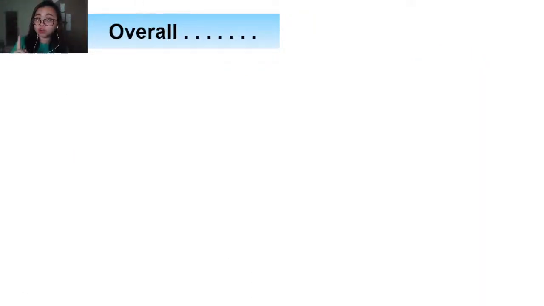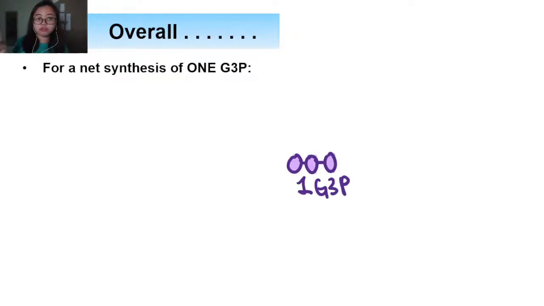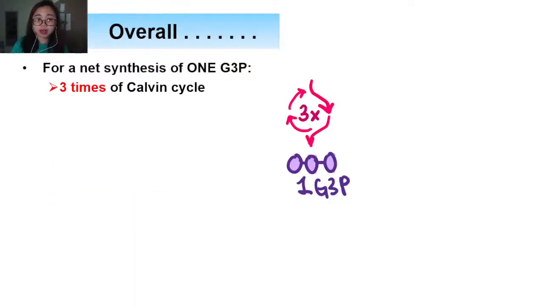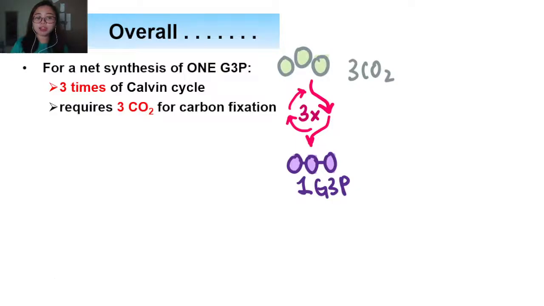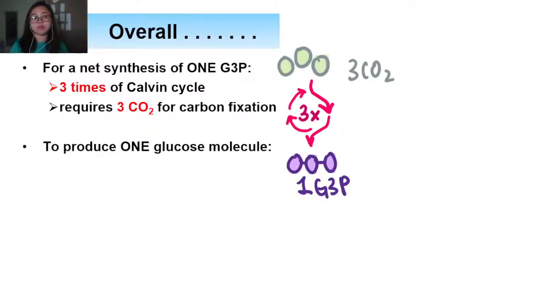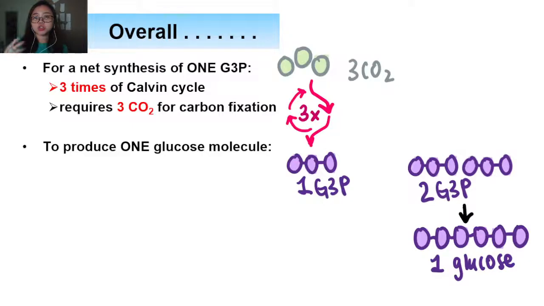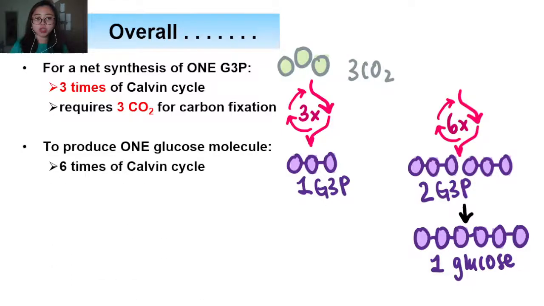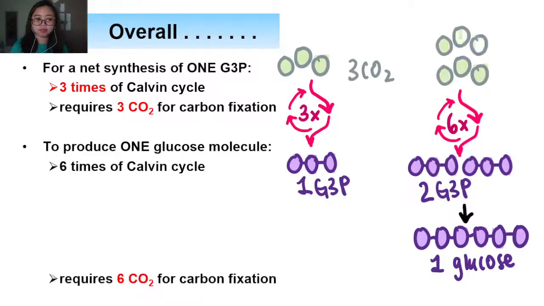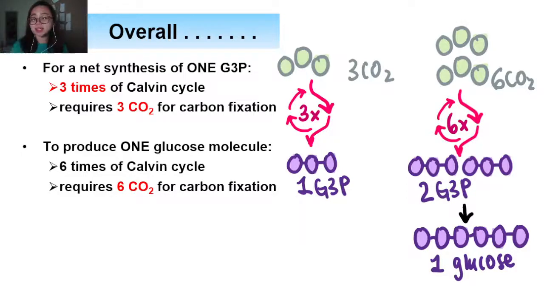Just a very quick overall view before we go into step by step. For a net synthesis of 1 G3P, you're going to need 3 times Kelvin cycle and requires 3 molecules of carbon dioxide for carbon fixation. If you want to produce one glucose molecule, it's a 6-carbon molecule, you're going to need 2 molecules of G3P. To get 2 molecules of G3P, you need 6 times Kelvin cycle. And that means you require 6 molecules of carbon dioxide for carbon fixation.